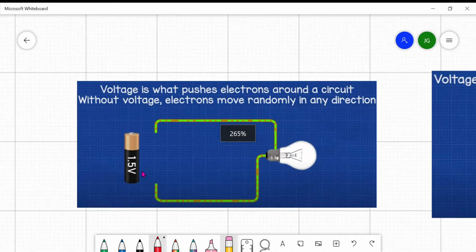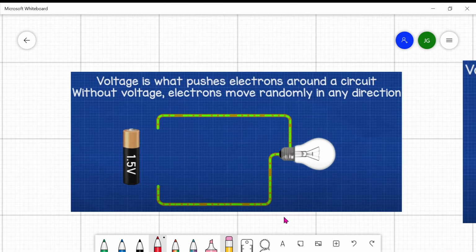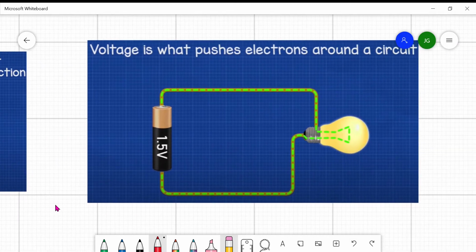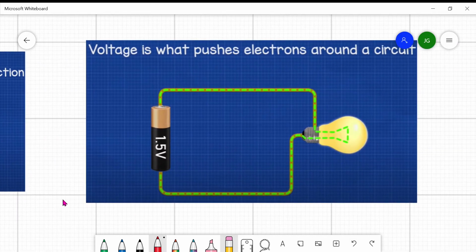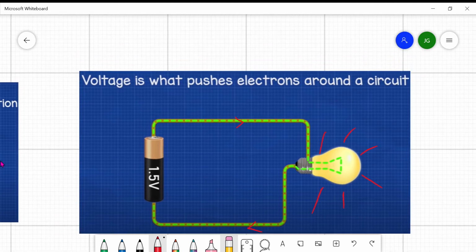Assume that we have this open circuit with a battery and a lamp. Once we close the circuit, current will flow and the lamp will illuminate light. So voltage is the main reason for pushing electrons to move around any circuit.